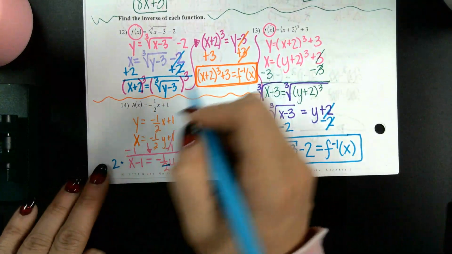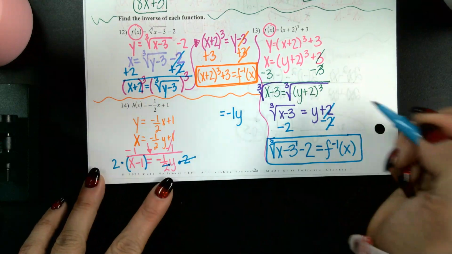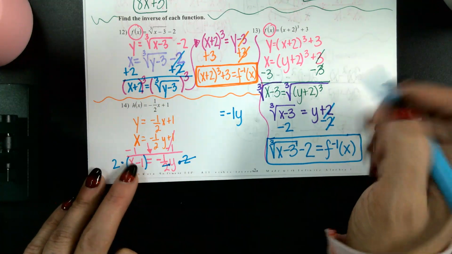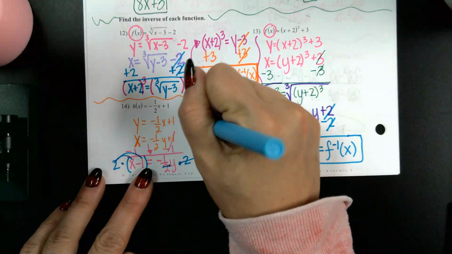On the left side, though, if I have to multiply this whole thing by 2, shouldn't I do that? Like, shouldn't that be in parentheses? Because I'm going to have to distribute it. So that'd be 2x minus 2.